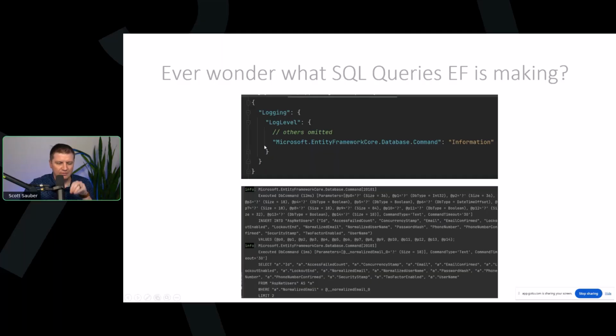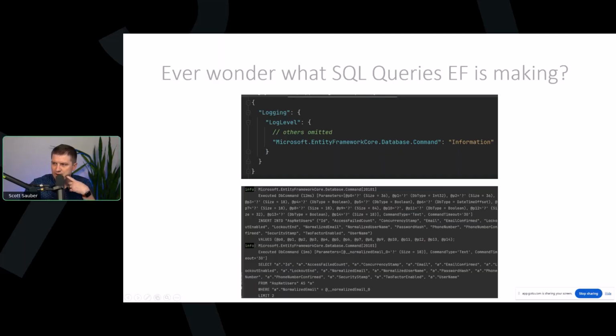So what that looks like, for instance, if you're configuring logging through appsettings, you just flip this on here, and then it'll show you down below, saying, hey, I did this insert into this table, and here's the columns and the values and all of those kinds of things. So if you ever want to know what any framework is doing, by default, that's how you would do that.